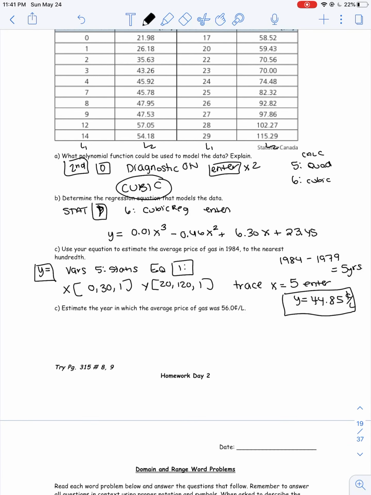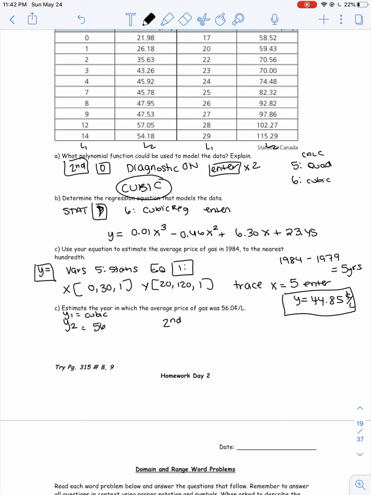Now they want to know, when will the average price be 56 cents per liter? Well, this is a Y2 value. So remember, our Y1 was that cubic equation that we should already have there. But then Y2, we're going to put 56 into Y2. And so when we graph it, we can keep the same values, the same window here.